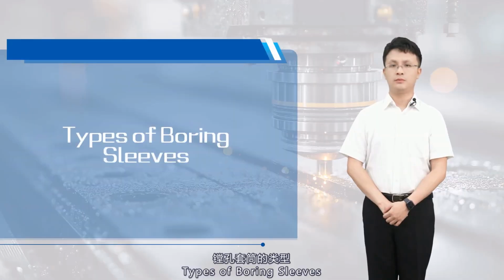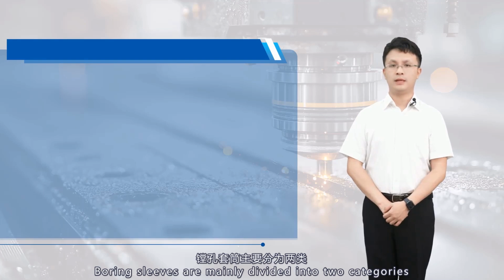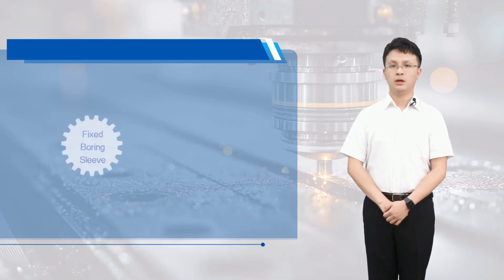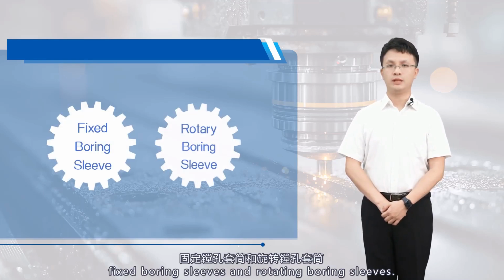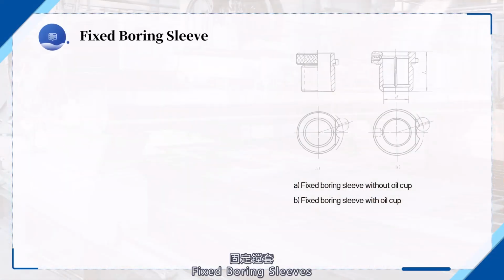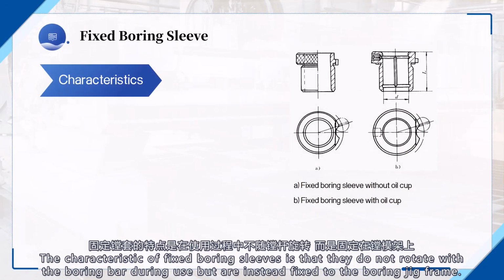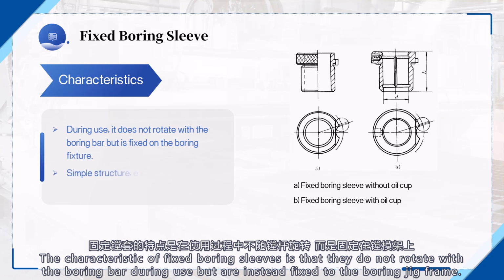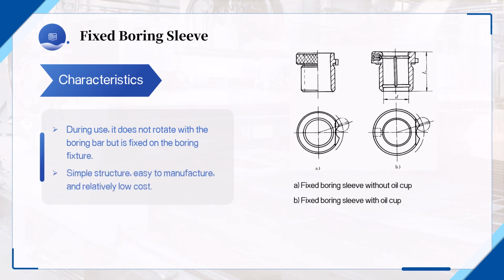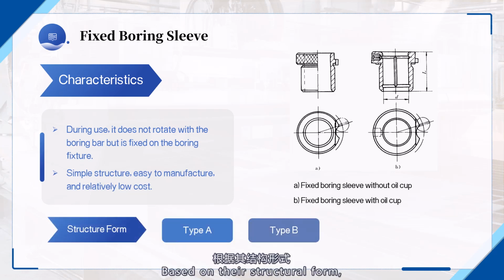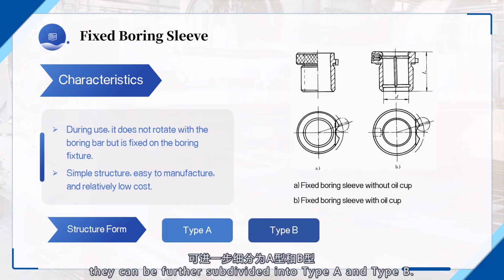Types of boring sleeves. Boring sleeves are mainly divided into two categories: fixed boring sleeves and rotating boring sleeves. Fixed boring sleeves. The characteristic of fixed boring sleeves is that they do not rotate with the boring bar during use, but are instead fixed to the boring jig frame. They have a simple structure, are easy to manufacture, and are cost-effective. Based on their structural form, they can be further subdivided into Type A and Type B.